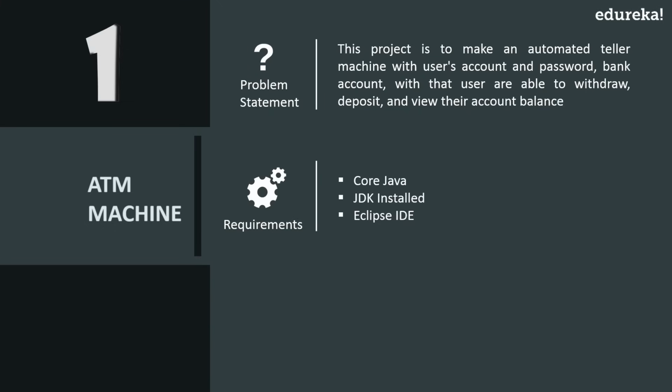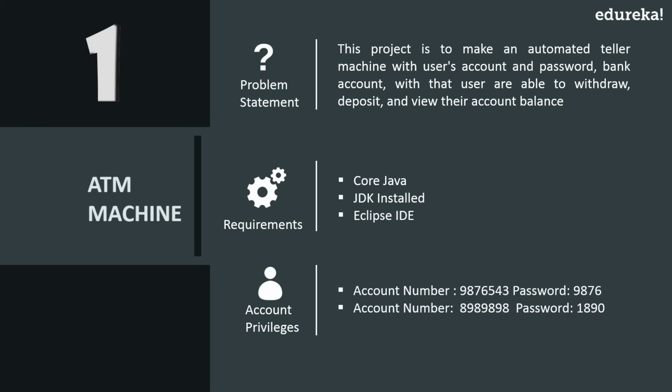So all that you require is your Java install, that is your JDK and JRE, and you just need to have Eclipse installed on your machine. Let me tell you one important thing, that is I have set the privileges for account number and password. You can see on the screen that I have given 2 account numbers and passwords. While running the code, if you give the account number and password as mentioned on the screen, only then you can do the further operations. Else it will just display a message saying wrong account number or PIN.